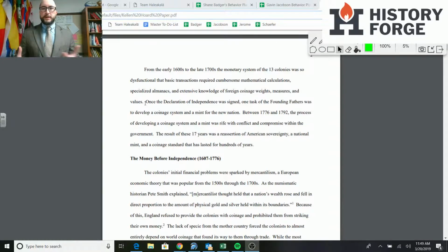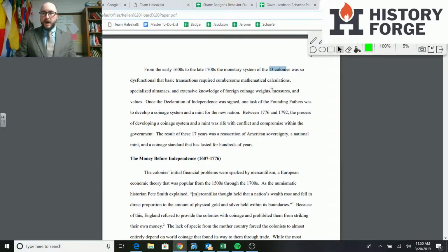So, we always tell students to pick a very interesting first sentence. This one is very content heavy, which is fine. It tells us the time period too. So from the very get-go, I know exactly what the student's talking about. I know that we're looking at this time period right here, the 1600s to 1700s. 13 colonies makes me believe that's the American colonies. So I know the place now, I know the time, and I know the subject.